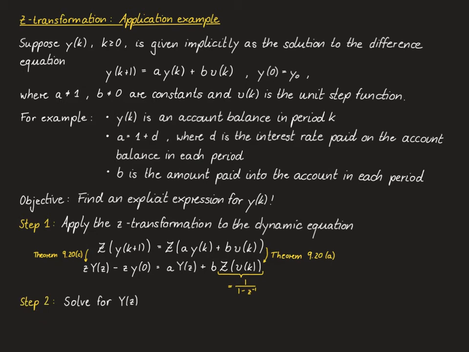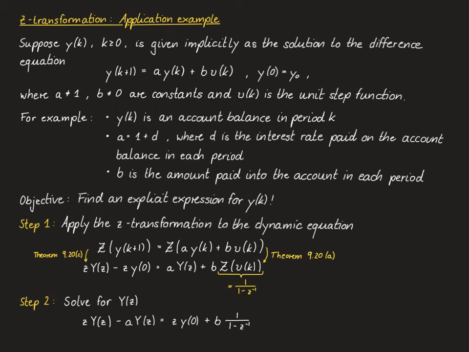Step 2 is always to solve for the Z-transform of the desired solution, so in this case for Y of z. This is accomplished by simple algebraic manipulations. So we first bring all terms involving Y of z to one side, which is this z times Y of z minus a times Y of z. And then we bring all other terms to the right-hand side, which is plus z times y of 0 plus b times 1 over 1 minus z to the minus 1.